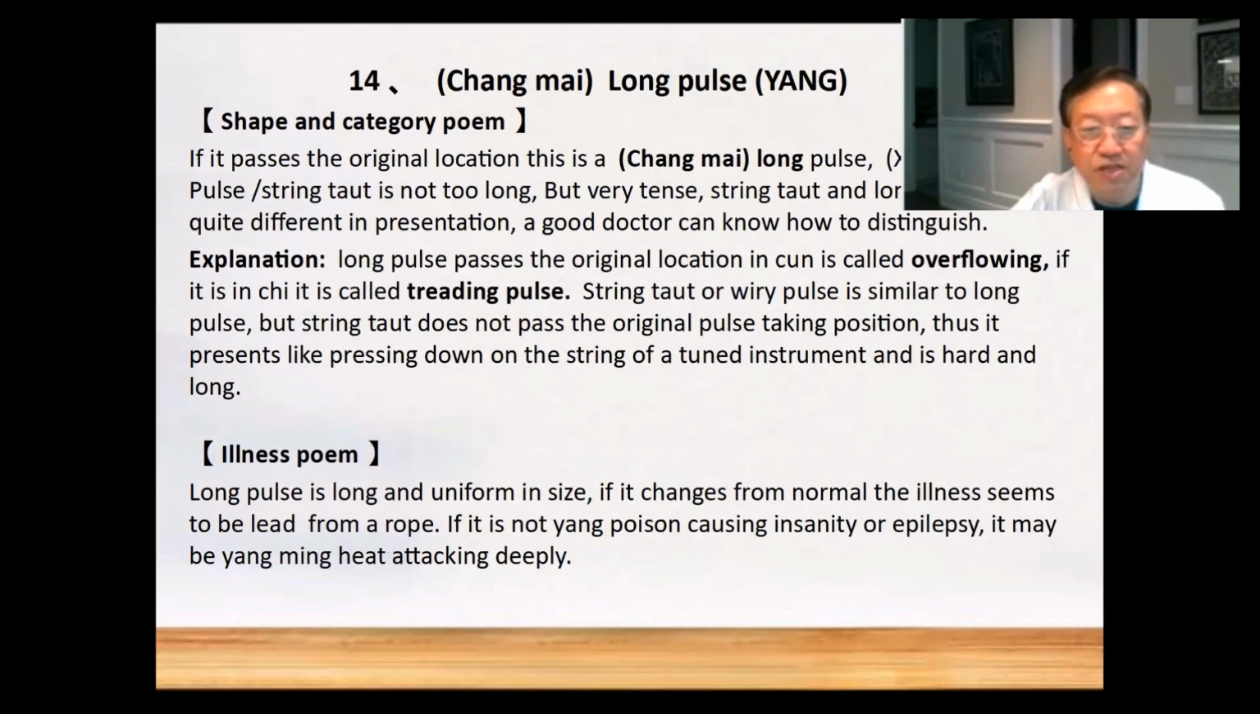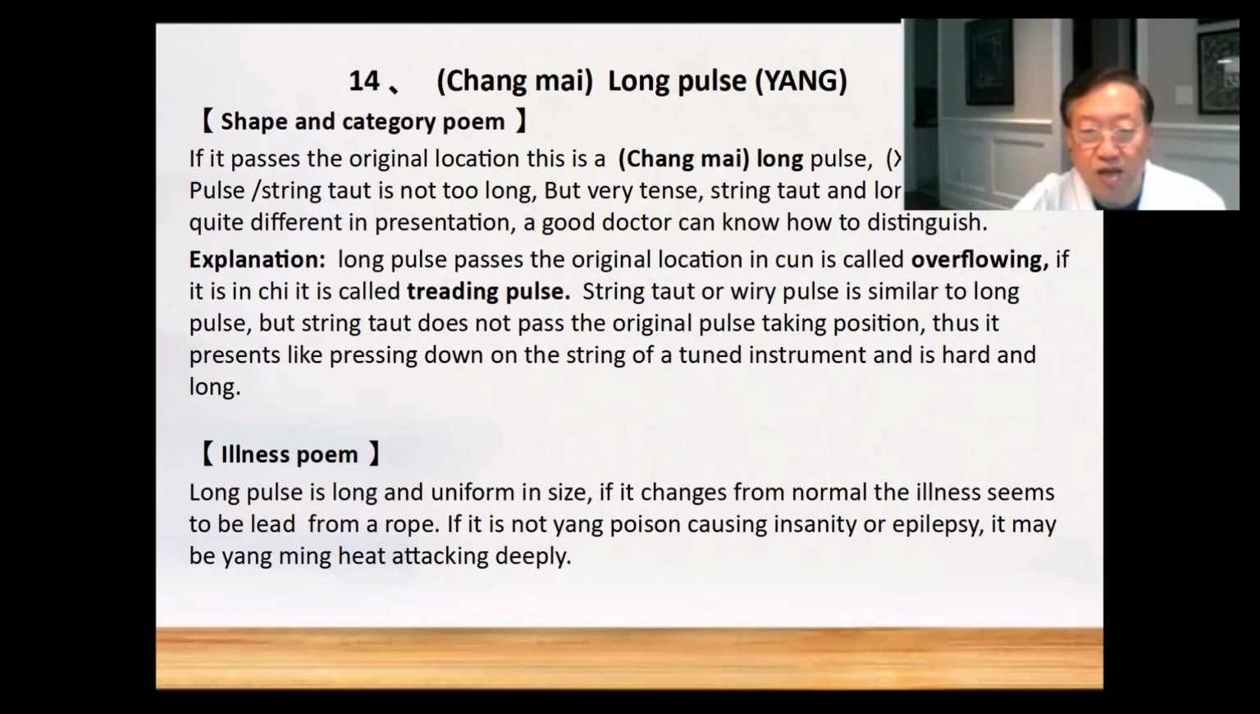14. Changmai, or long pulse, is in yang. Shape and category poem. If it passes the original location, this is a Changmai, or long pulse. Xuanmai, or wiry string taut pulse, is not too long, but very tense. String taut and long pulse are quite different in presentation. A good doctor can know how to distinguish.